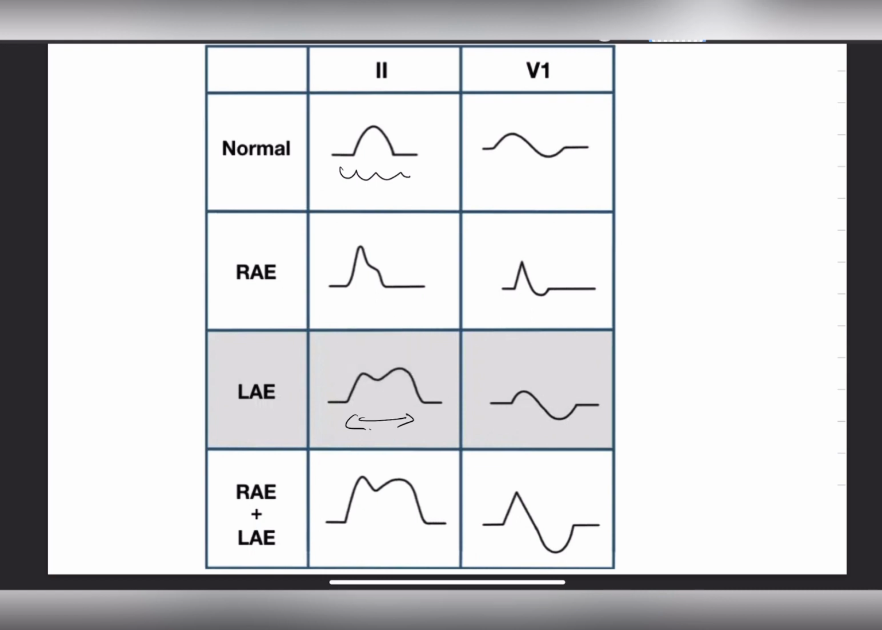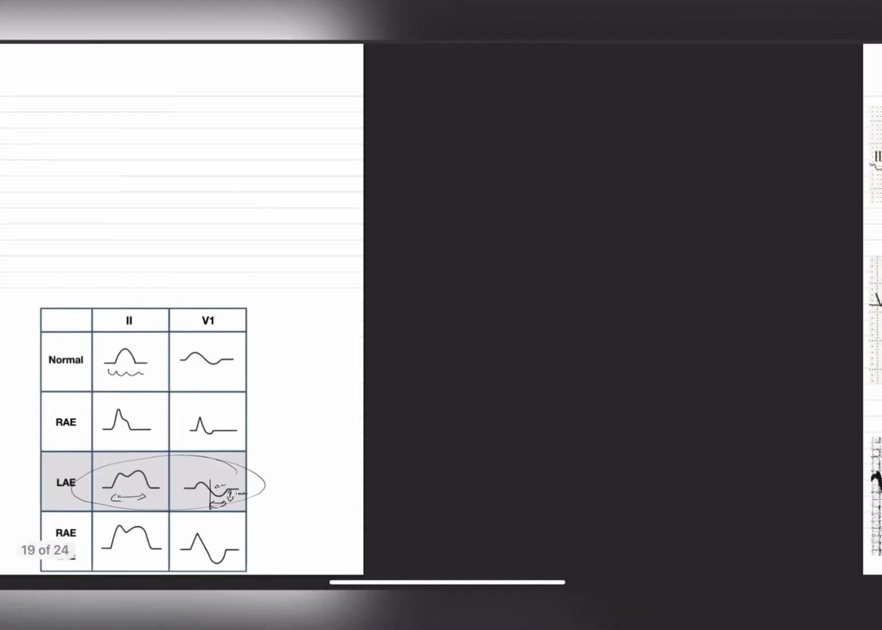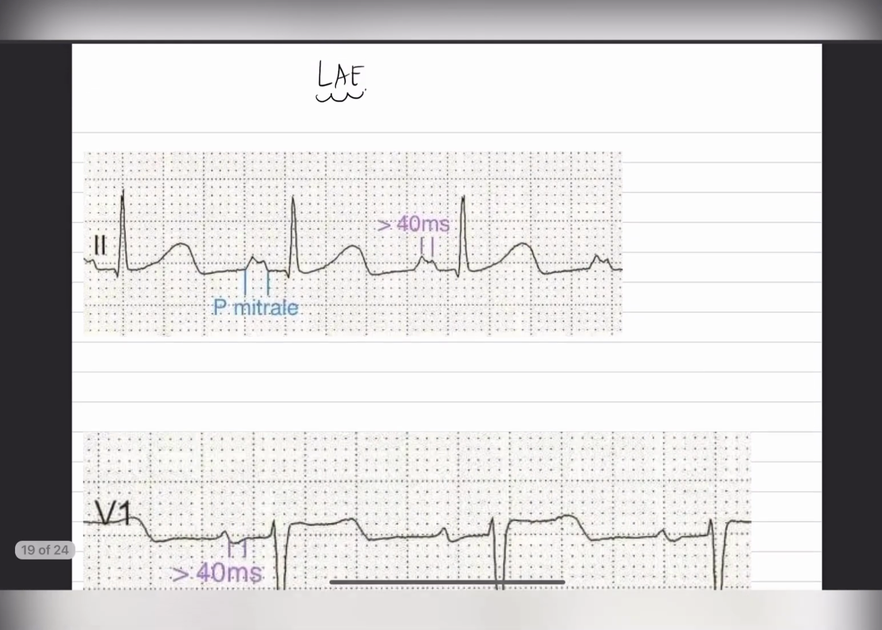And if you look at lead V1, we have a negative P wave which is very long and also very tall. This should be more than 40 milliseconds or more than 1 mm in duration. This indicates left atrial enlargement. Okay, I will show you ECGs depicting the same.